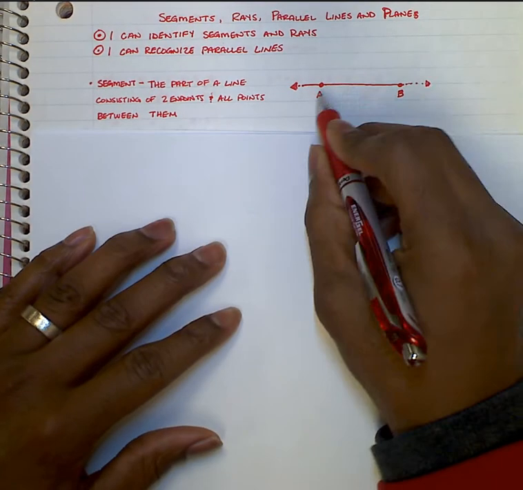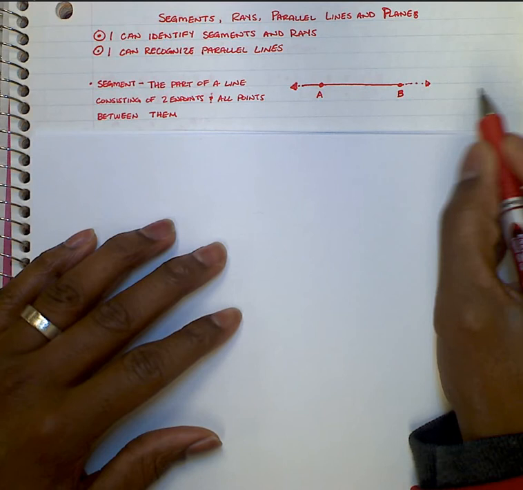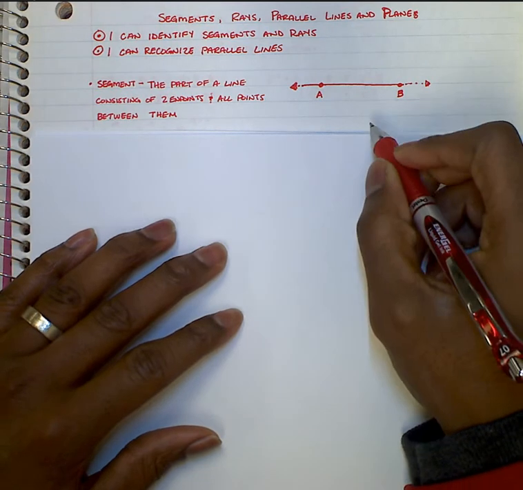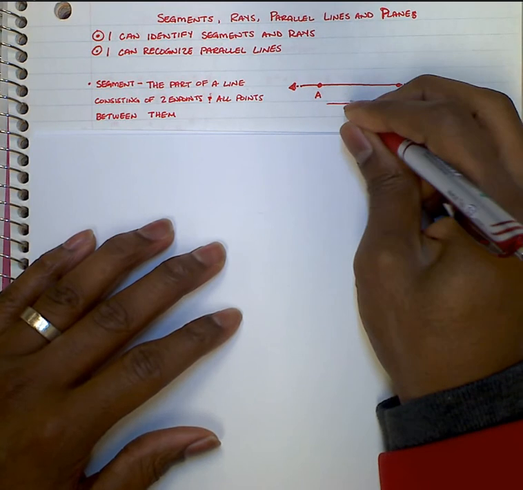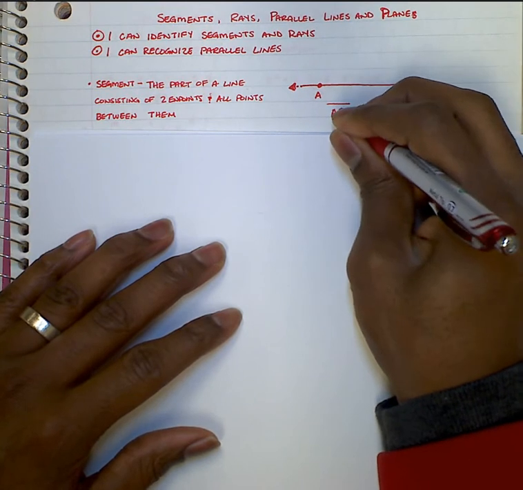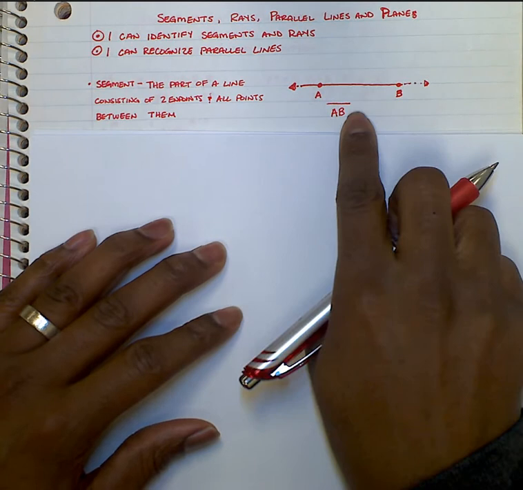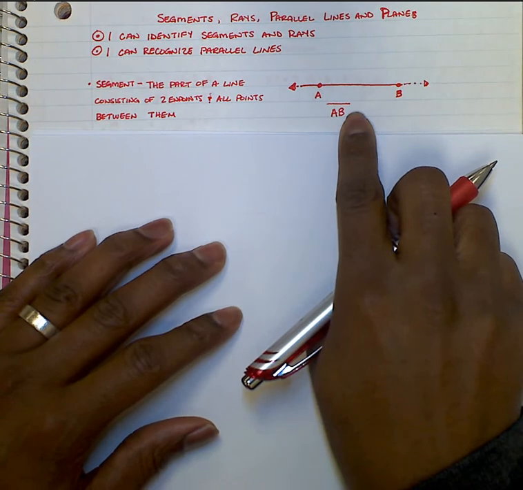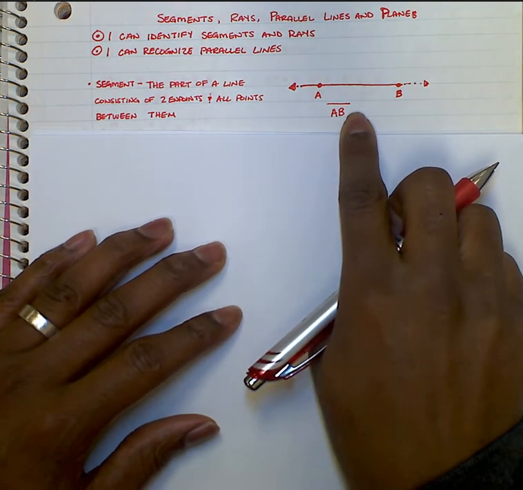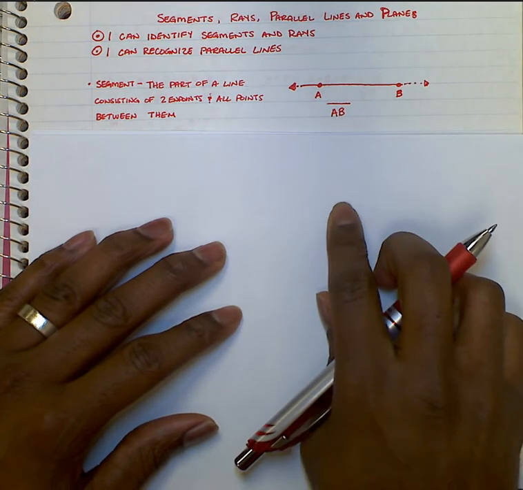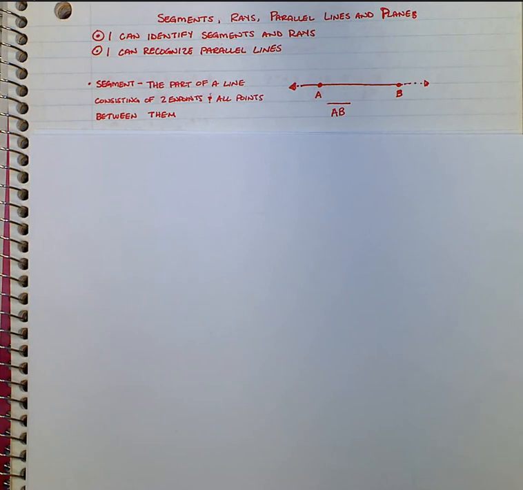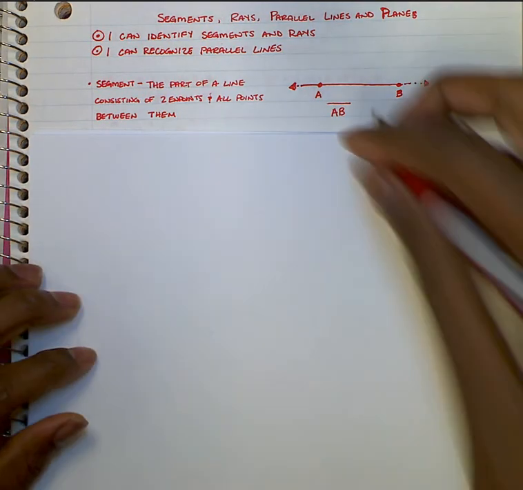A, B, segment A, B. To write or refer to the segment, we would write it as AB. This means segment AB. Notice there's a difference between how we write segment and line. When we wrote a line, we had to write arrows over top to indicate that it would continue on forever. But now that we're talking about a segment, we don't have to do that.